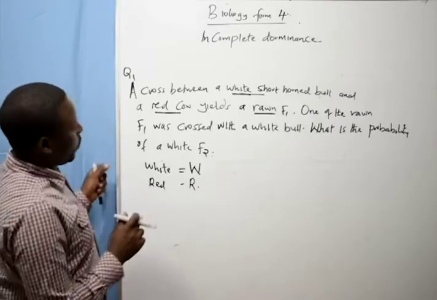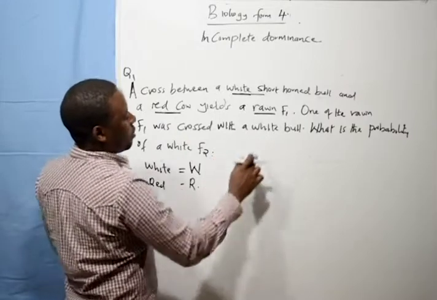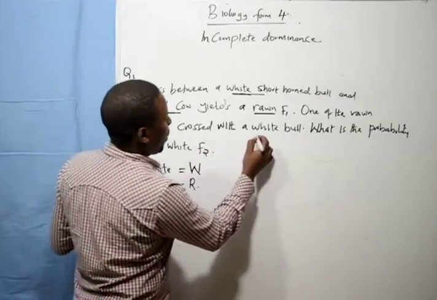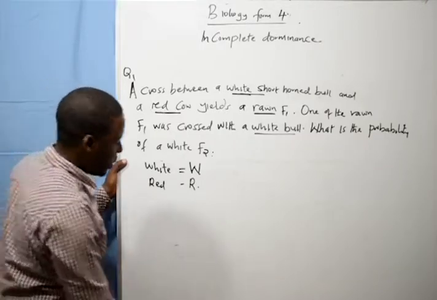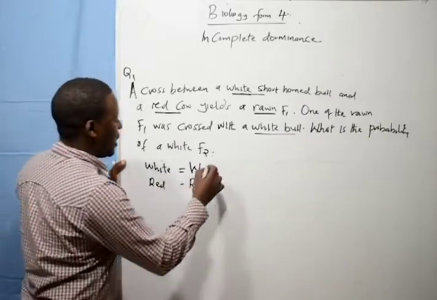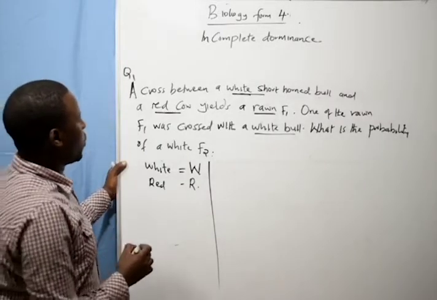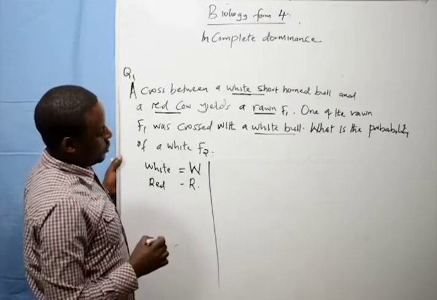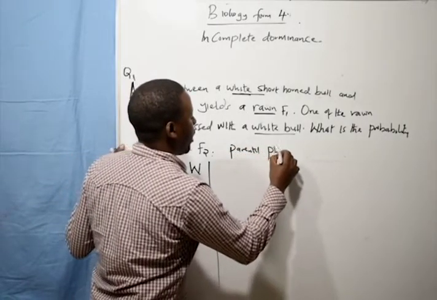So now, let us use the question. A cross between a white short-horned bull and a red cow yields a roan. One of the roan F1 was crossed with a white bull. What is the probability of a white F2? Here, because we have already established the letters to give the genes, we shall use a genetic cross to show this inheritance. You're crossing a white short-horned bull. We start by parental phenotype.